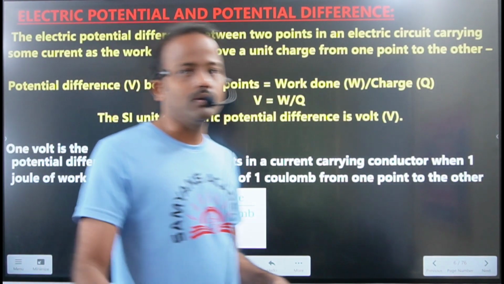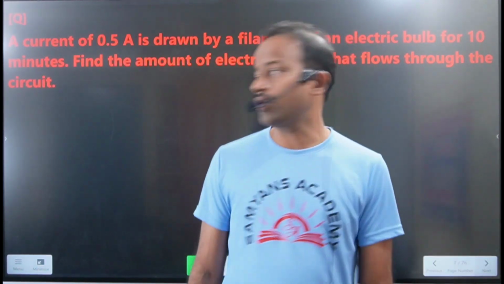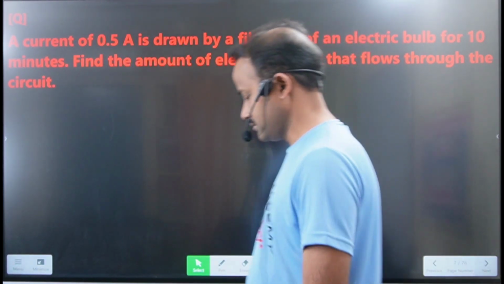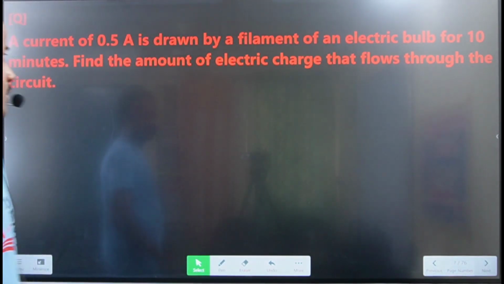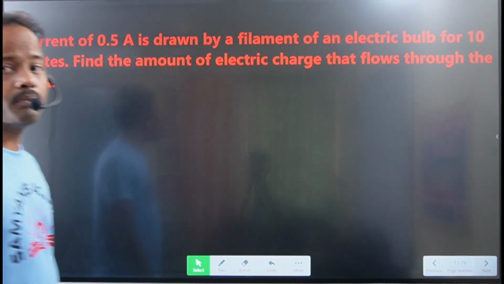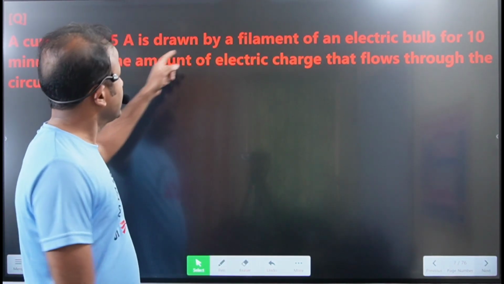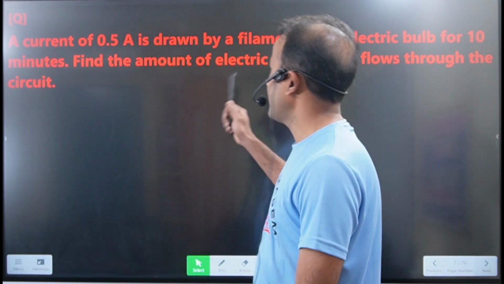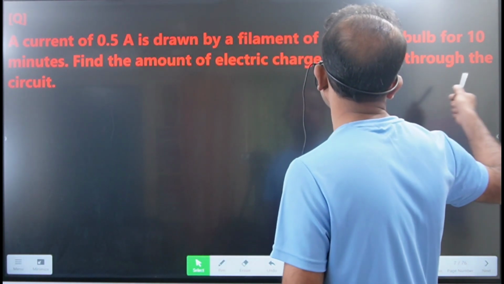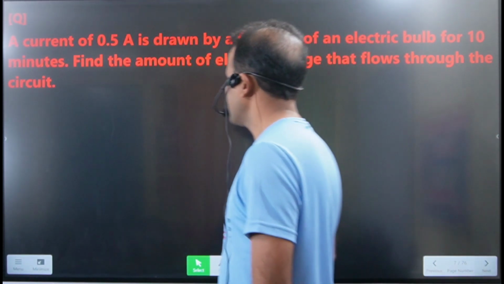Okay, let's move on to the next slide. Now you see here we have some problems, right? Please look here. A current of 0.5 ampere is drawn by a filament of an electric bulb for 10 minutes. Find the amount of electric charge that flows through the circuit.